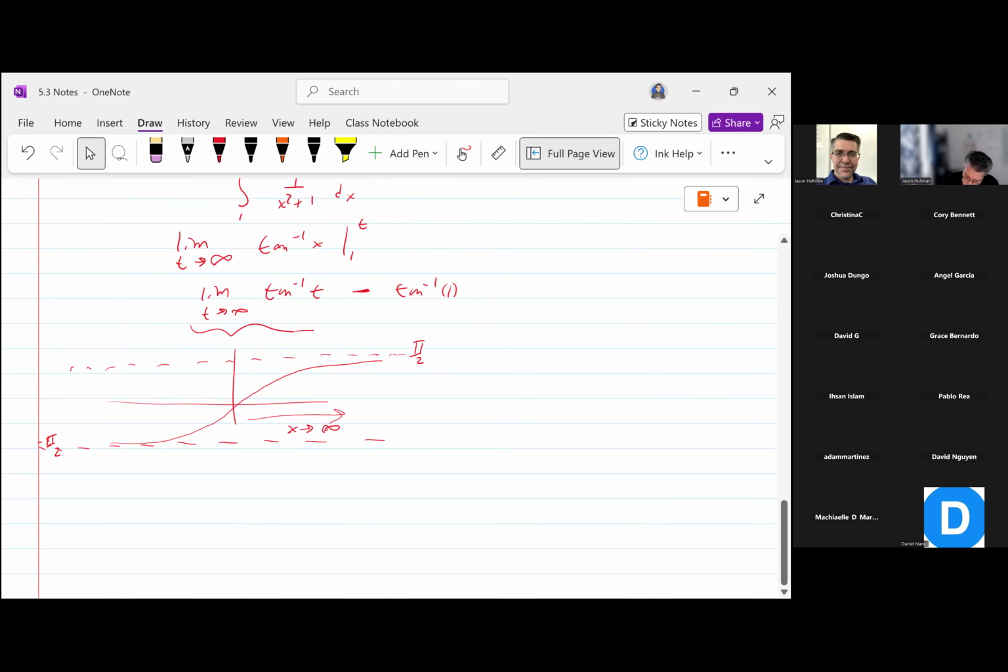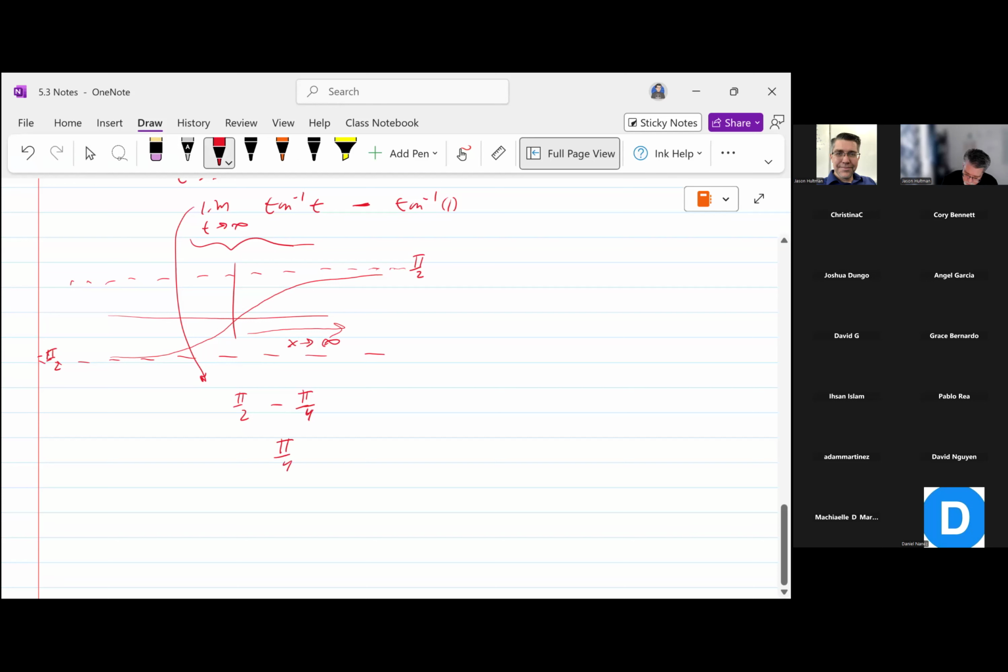So this is pi over 2 minus. Now, what's the inverse tangent of 1? It's pi over 4, right? So I get pi over 2 minus pi over 4, which ends up being pi over 4, which is a value. It's a convergent value.